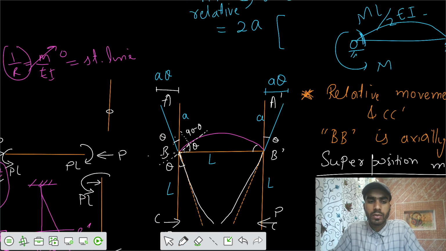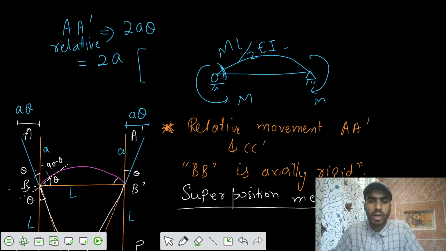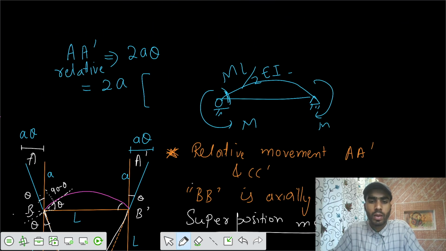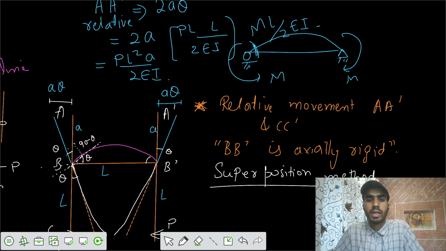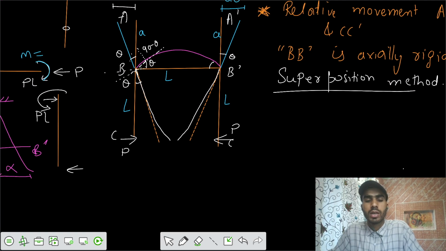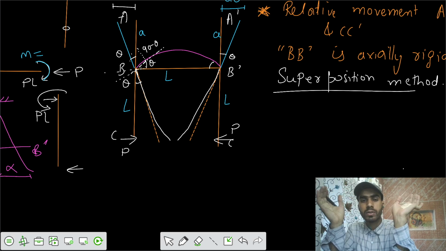But what is the value of M? M equals P into L. We can write ML by 2EI. So the final relative displacement of A and A dash is equal to PL square A by 2EI. So one part of the question is over. Now we are left with how much. So if the points A and A dash are moving outwards.